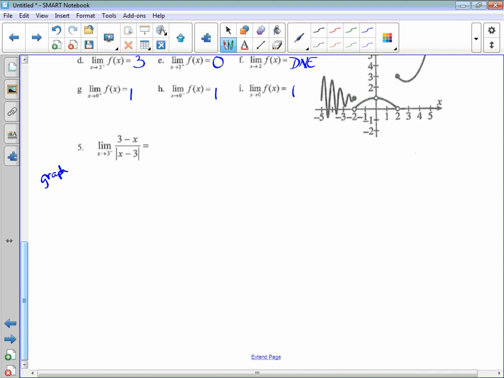Guys, could you view this without a calculator? I said no calculator. So if we're talking 3 from the left, you can't plug in 3. Could you in your head plug in things on that side of 3? Yeah, you could have an idea of what it is doing without your calculator, but I'll let you use your calculator on it right now.